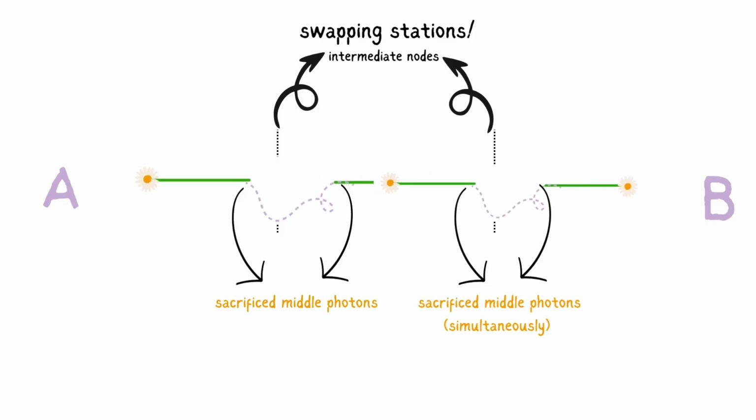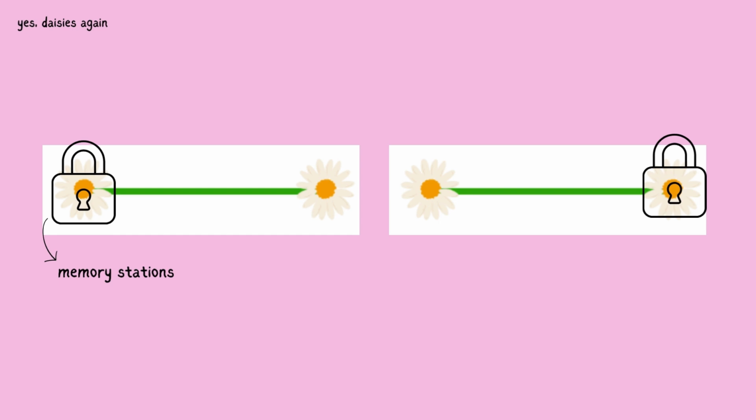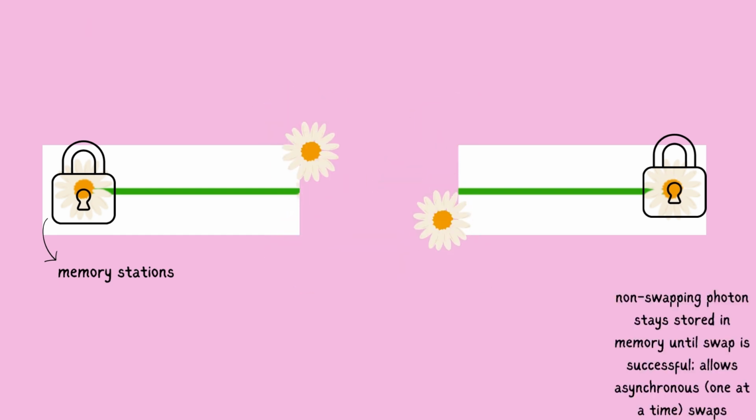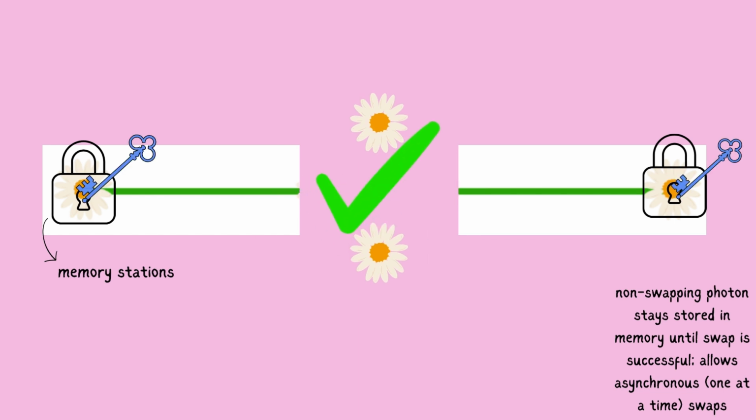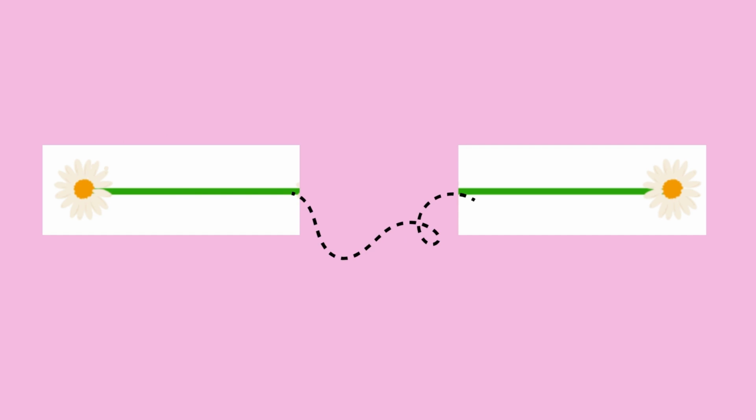However, this setup requires photon synchronization. All swaps must happen at the same time, and if not, the chain of swaps would be repeated. To avoid this circumstance, memory stations are used. They store the non-swapping photon until the swap is successful, then release the stored photon for the next swapping step. This needs only one repeated swap rather than 3 in case of an asynchronous transmission.